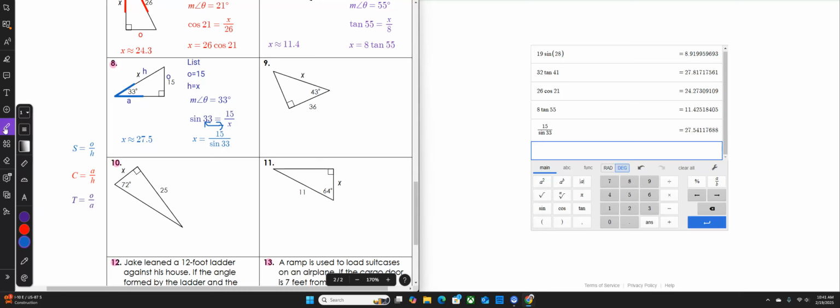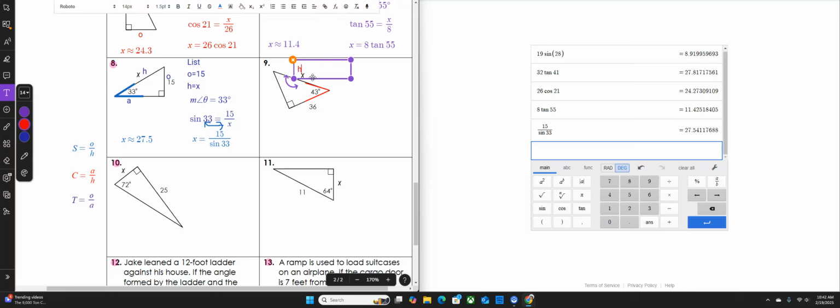First thing I'm going to do on number 9 is again highlight my given angle. My referenced angle is this angle right here. And then I'm going to label my sides. I have a hypotenuse right here. Again, it's right across from the right angle. This one is our adjacent side because it's the other one that is touching the angle. And the opposite side is across from the angle. It does not touch at all.